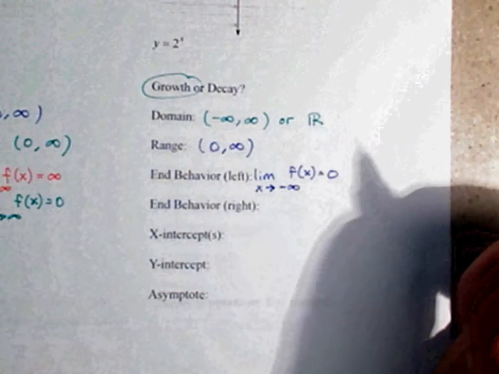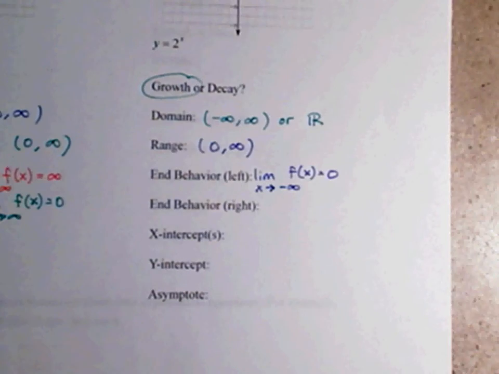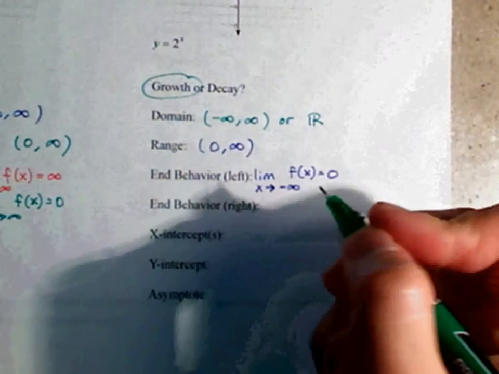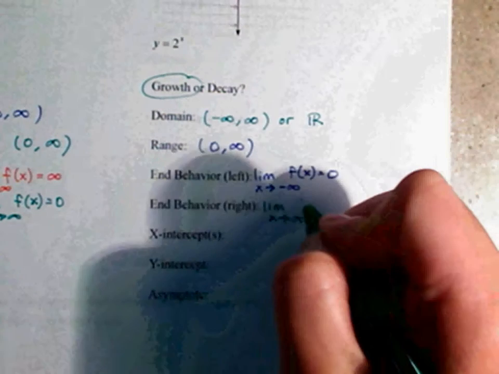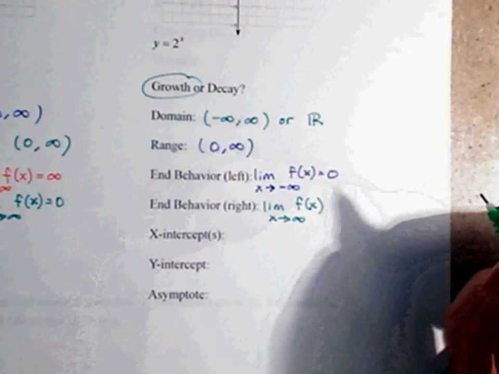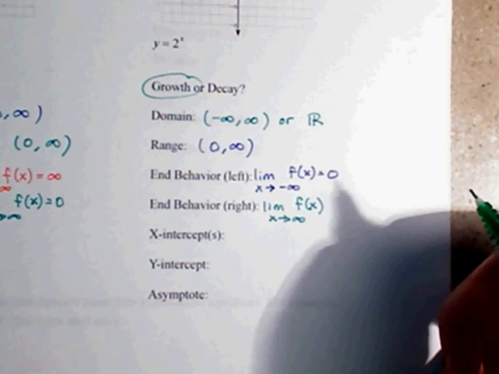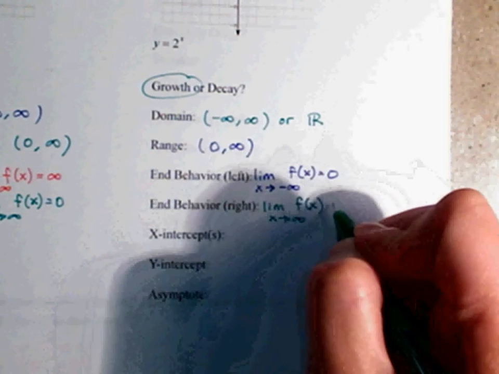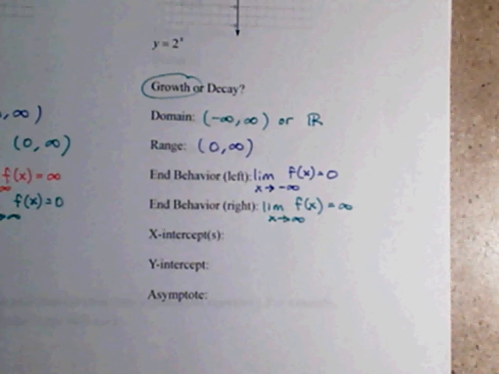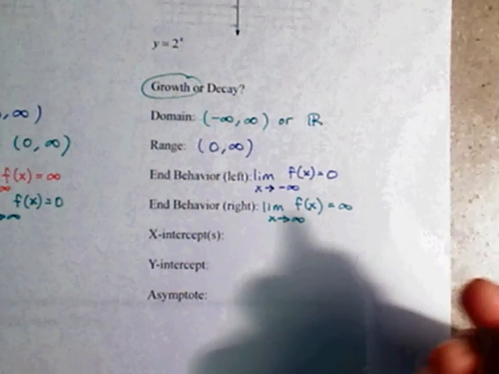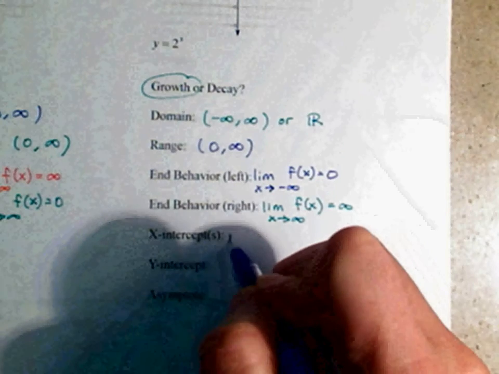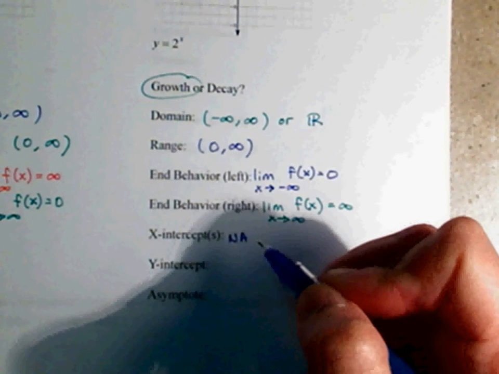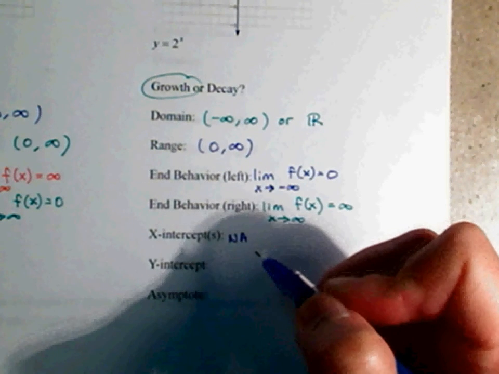Okay? Your end behavior on the right. Well, you're going to write limit, x is approaching positive infinity. It is heading east, it's heading north. Is there anything stopping it? No, so it is positive infinity. Okay? Your x-intercept, are you ever crossing the x-axis according to this graph? No. Now, if it had moved down 1 or 2, then you would be crossing some x-axis, okay?